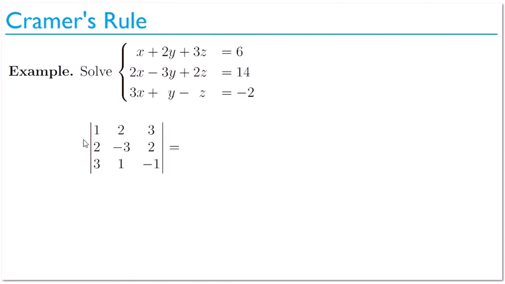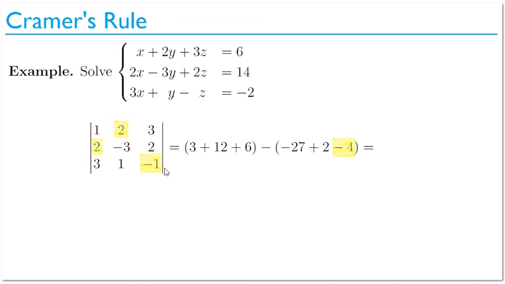So first, let us get the products of all the entries on the main diagonal. 1 times negative 3 times negative 1, that is 3, plus 2 times 2 times 3, that is 12, plus 3 times 2 times 1, minus, now let's go to the off diagonal, 3 times negative 3 times 3, then go to the right, 1 times 2 times 1, plus negative 1 times 2 times 2, that is negative 4.